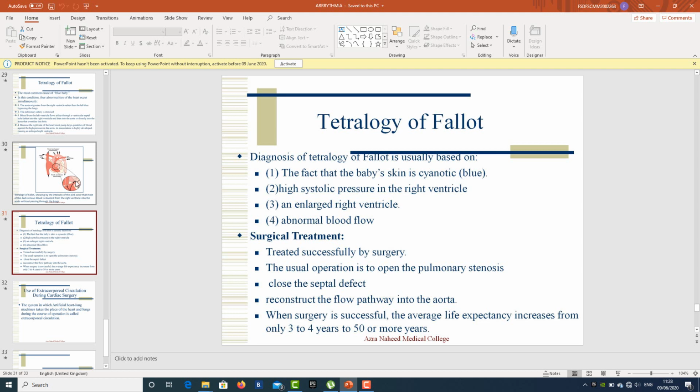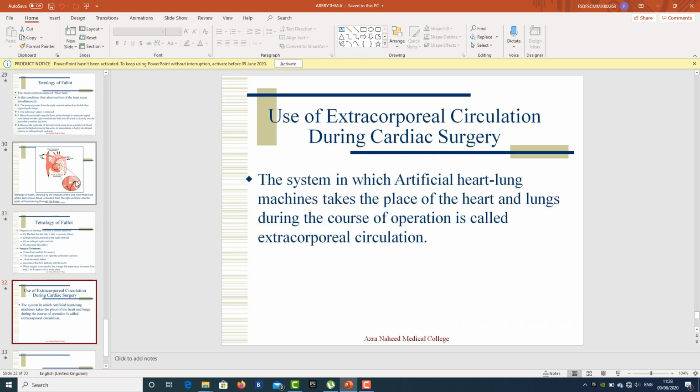So it is very important to do the surgery at the right time, to open the pulmonary stenosis and to close the septal defect and to reconstruct the flow pathway into the aorta. So this is very important.